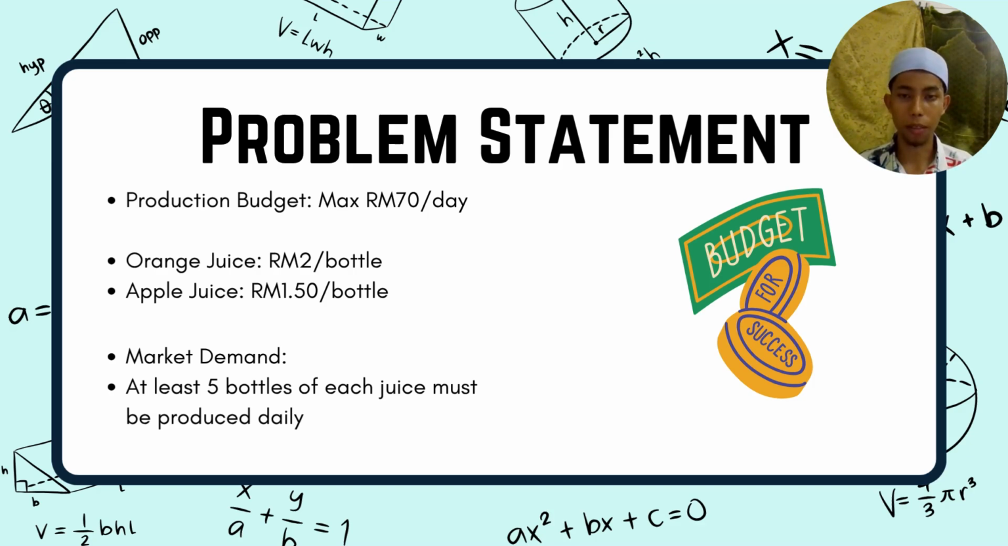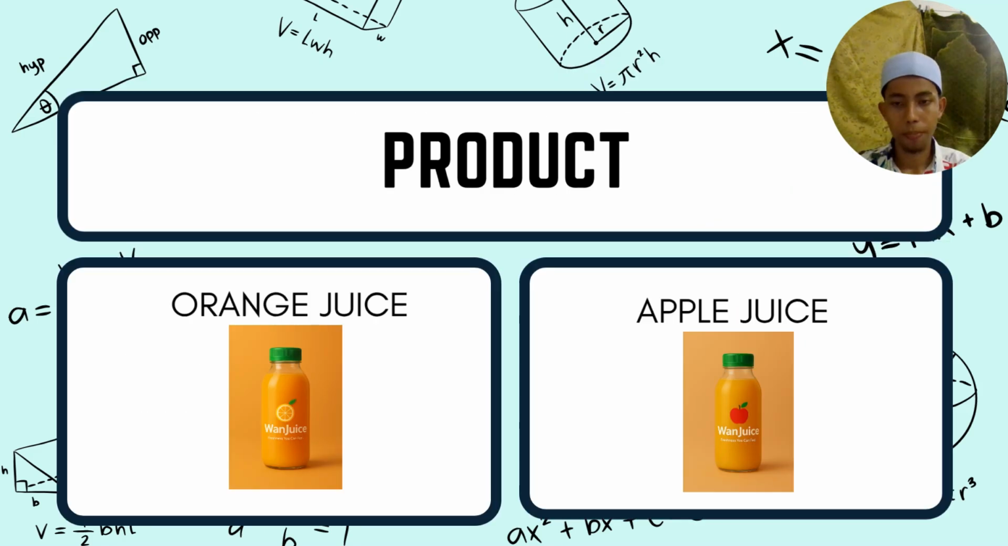The production budget is a maximum of 70 ringgit per day. The cost to create one bottle of orange juice is 2 ringgit, while apple juice is 1.5 ringgit. Here are the products that we created with our own brand called One Juice. We have two flavors, which are orange and apple juice.